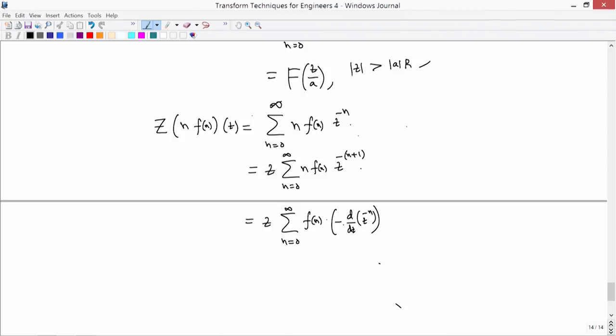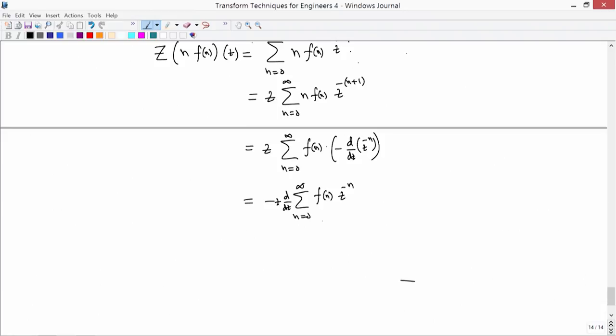Okay, what is this one? We have minus minus cancel, n times z to the power minus n minus 1. So this is what I have written. These two terms, n times this, is nothing but this. So this becomes minus z times the sum n from 0 to infinity of fn z to the power minus n, and you can bring d/dz out. So this means you have minus z d/dz of capital F of z, where capital F of z is the z transform of the sample fn.